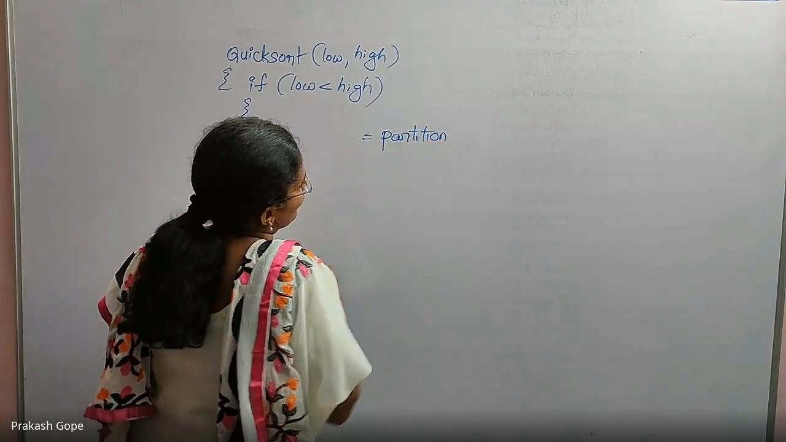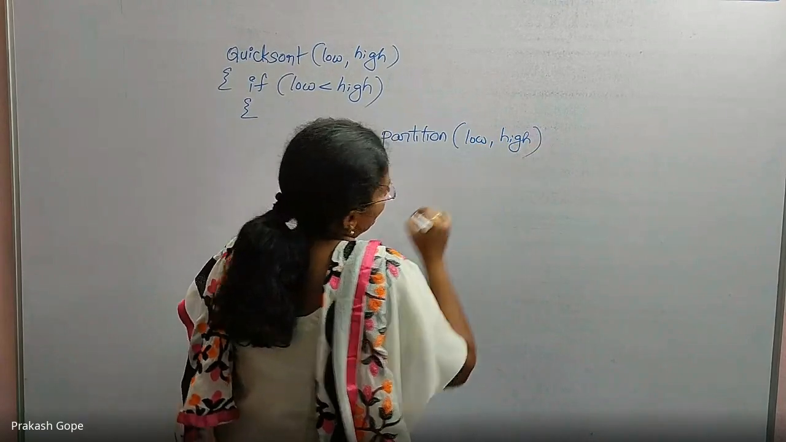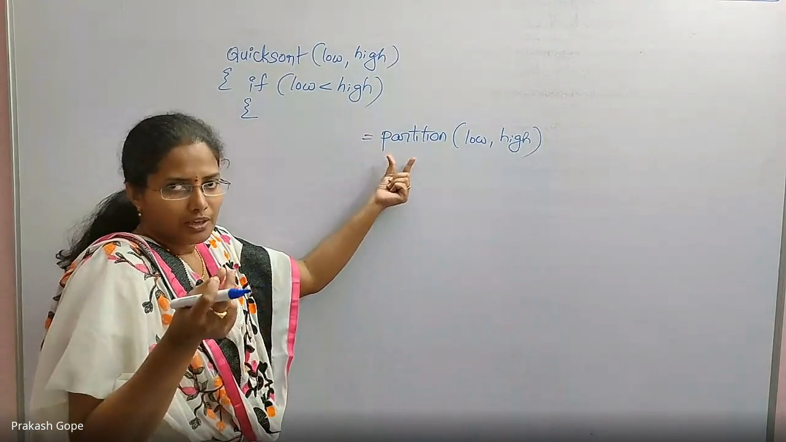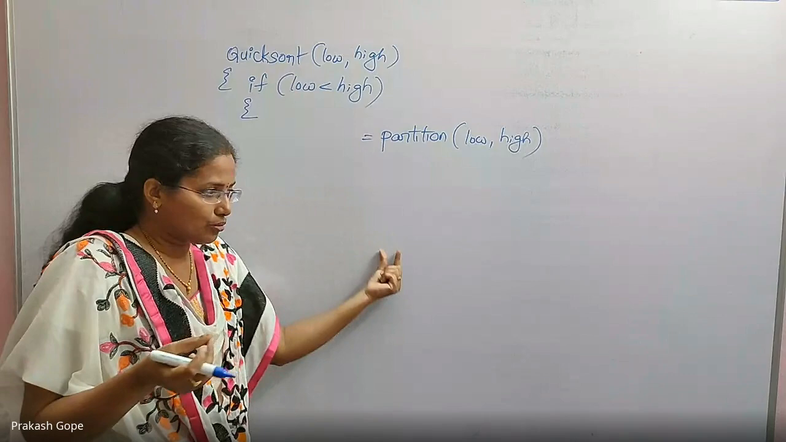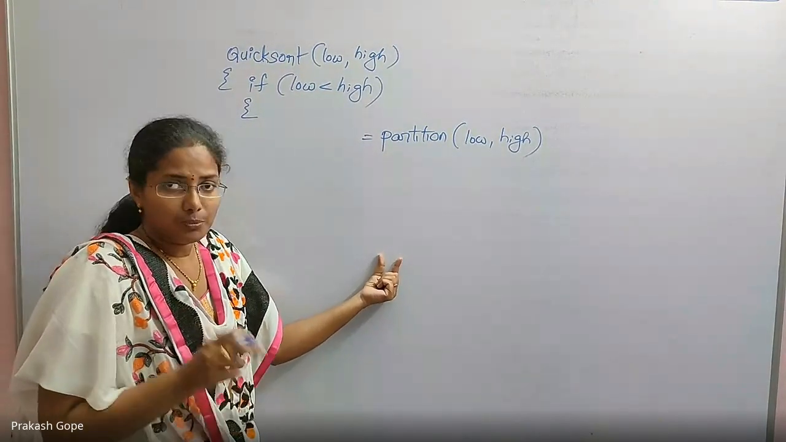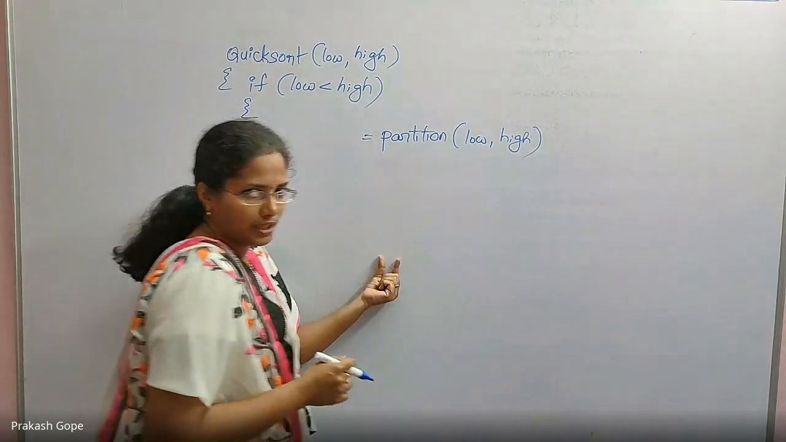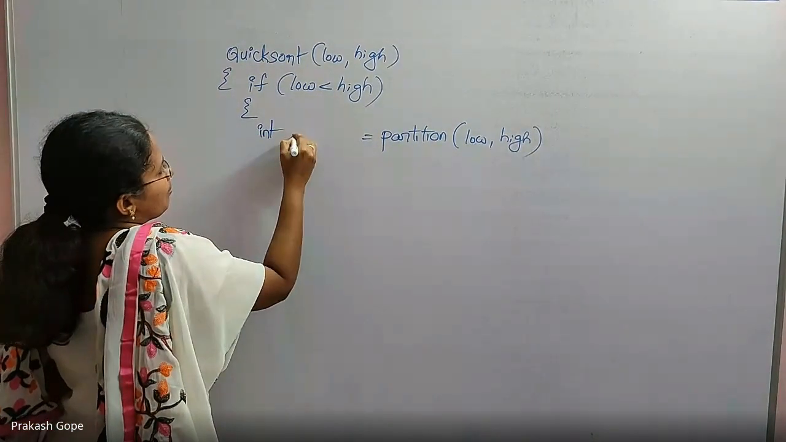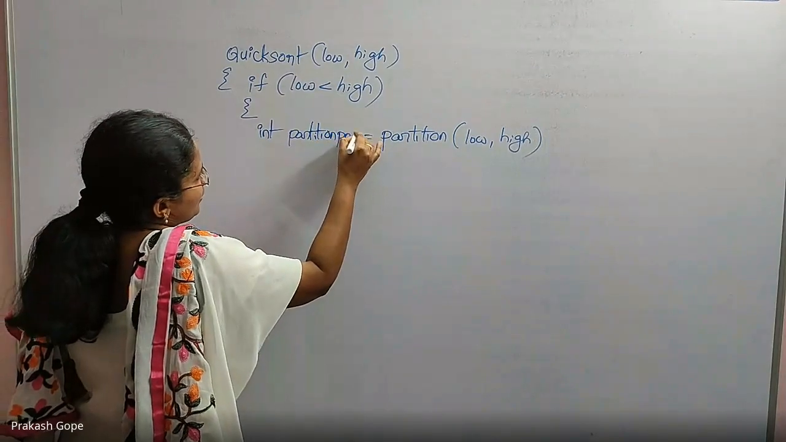Partition function, for which I am passing low, high, lower index and higher index, and that will return me an integer. What is that integer? The position where the pivot element goes and occupies its place, and that is the right place for that pivot. And that position I want because before that is one array, after that is one array. That's why I want that position. So this function will return me partition position.